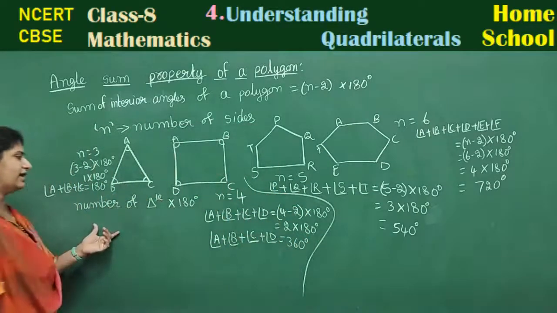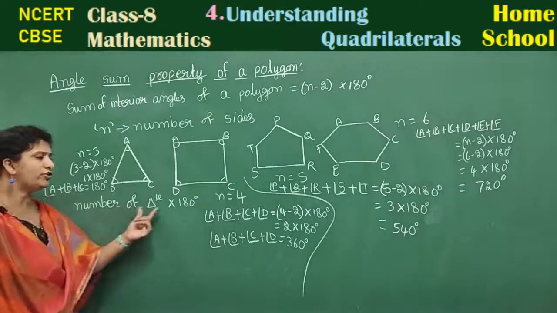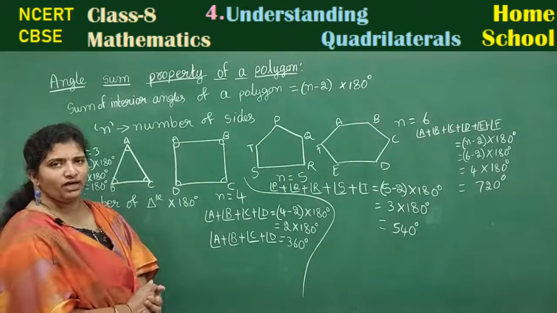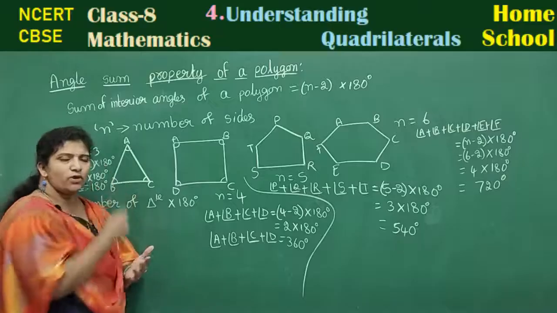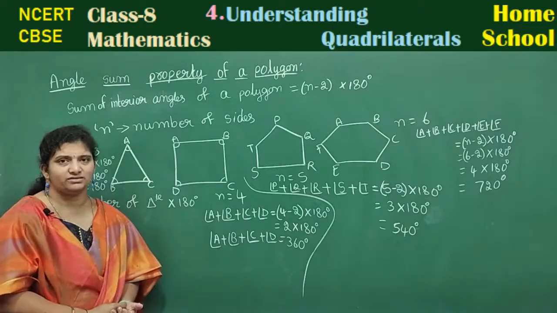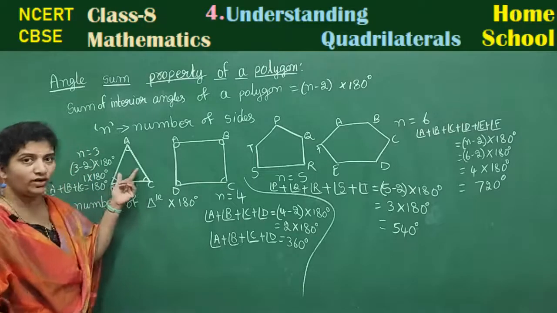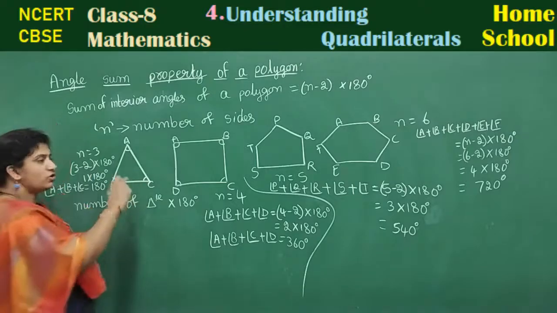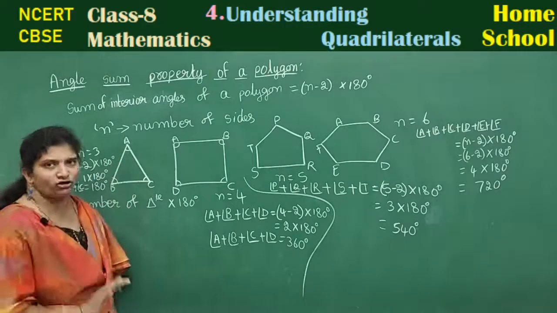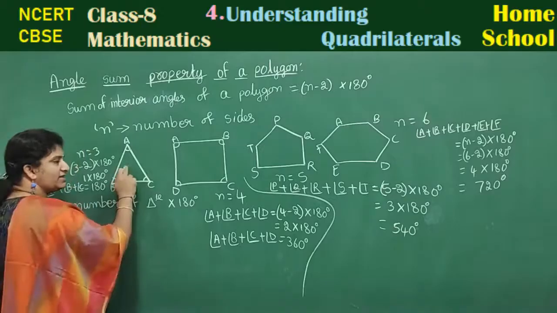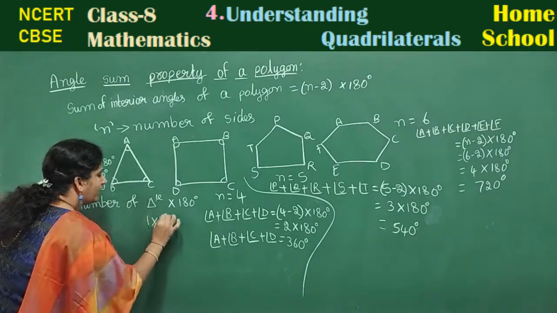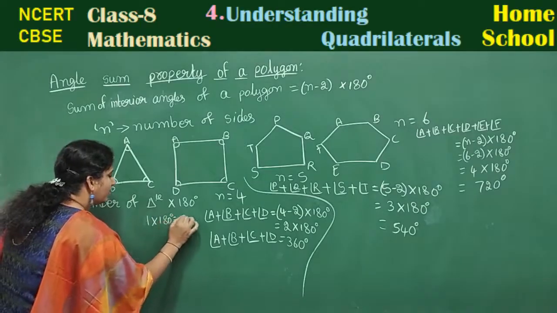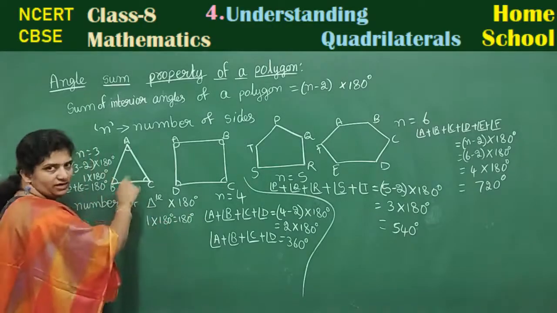Or there is another way you can find the sum of angles. Look here, what is that other way? Number of triangles into 180. I can see this is a polygon with only 3 sides, and in a triangle I cannot draw further. So how many triangles are there for this polygon? Only one. 1 into 180 degrees, it will be 180 degrees for this triangle.